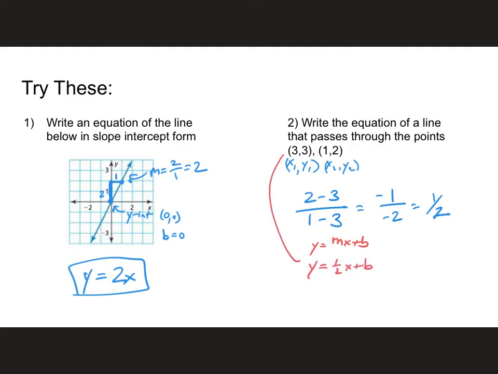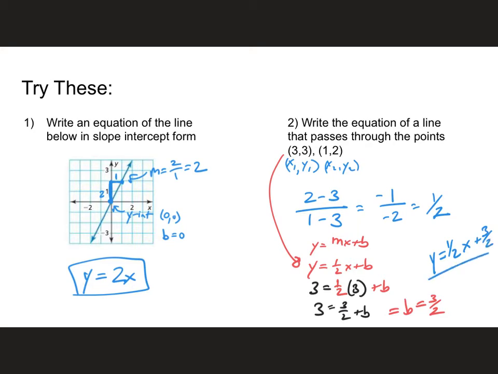Then I'll take one of my points and plug it back into my equation. So 3 equals 1/2 times 3 plus b. And I'll go ahead and solve this out. So I get 3 over 2 plus b equals 3. And when I simplify that down, I'll get b equals 3 over 2, which means my equation, after I simplify it all out, is y equals 1/2 x plus 3 over 2.